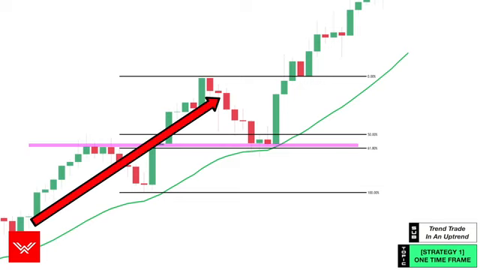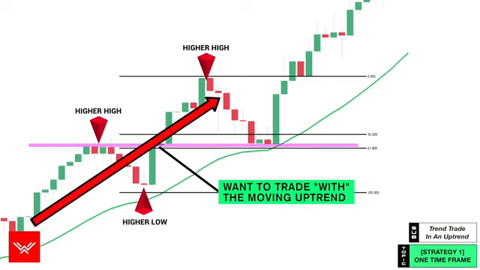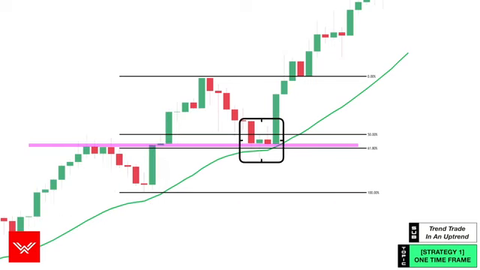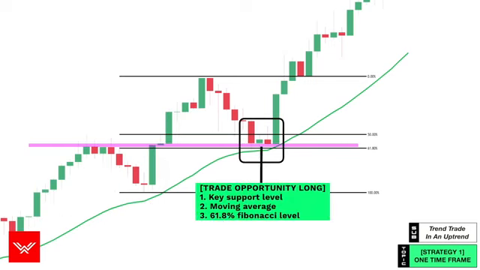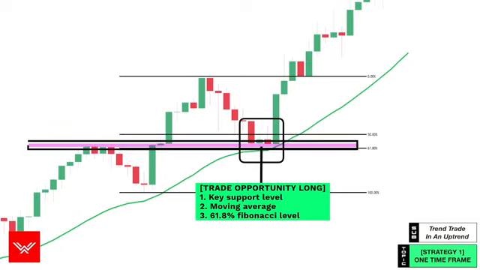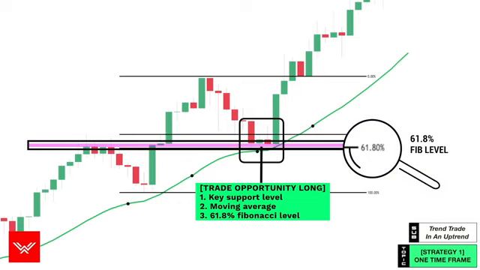You have your clear moving uptrend through the higher highs and higher lows. So you want to trade with the moving uptrend. This here was your area of confluence and where the trade opportunity presented itself because of the following factors: key support level, the moving average that crossed right at the same area, and the 61.8% fib level.